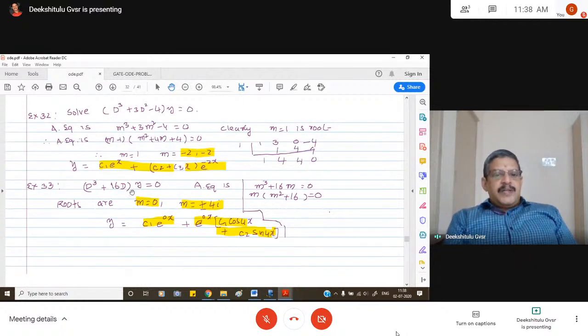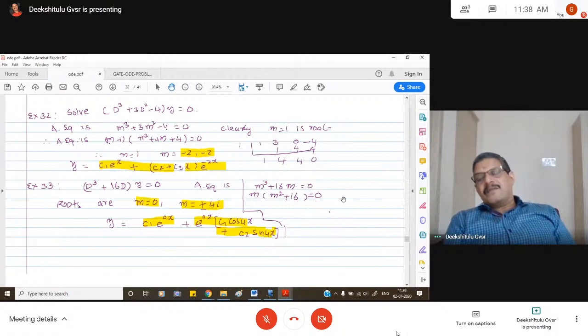So d cube plus 16 d y is equal to 0. The auxiliary equation is m cube plus 16m is equal to 0. If we take m common, this becomes m square plus 16 is equal to 0. What are the roots? m is equal to 0 is one root, and m square plus 16 is equal to 0, so m square is equal to minus 16. Minus 16 means 16i square. So m will be plus or minus 4i, complex roots.